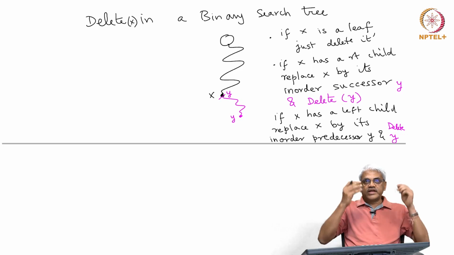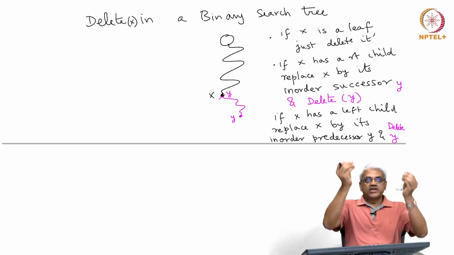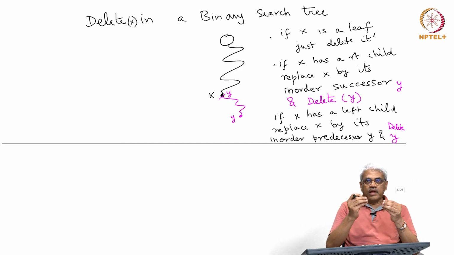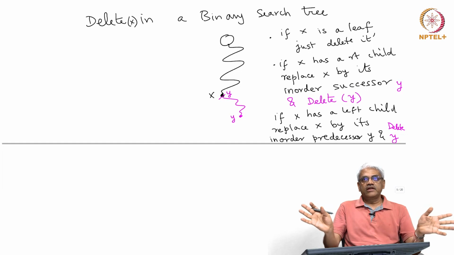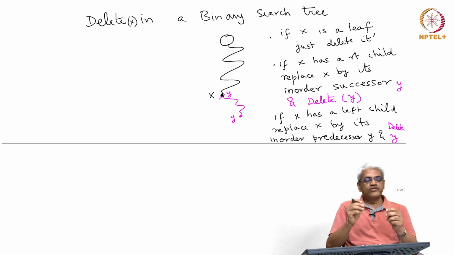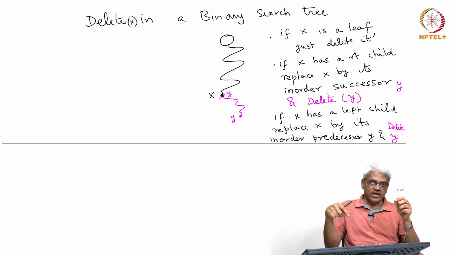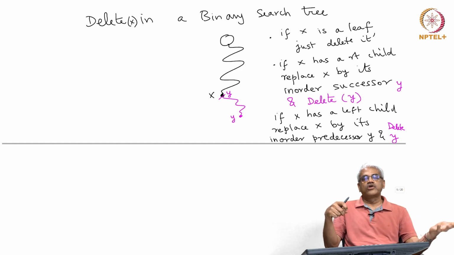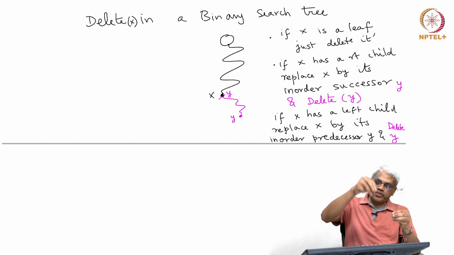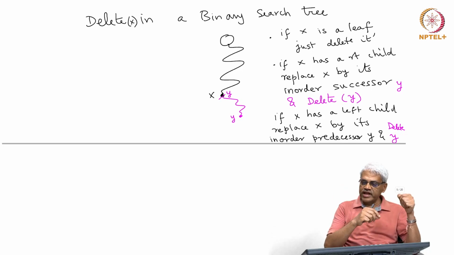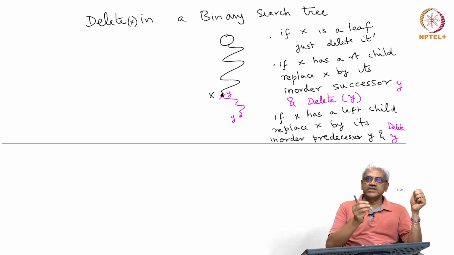You want to delete some value in a binary search tree: first find it by doing your standard search algorithm. If it is a leaf node, delete it, you are done. If it is not a leaf node, it has either a right child or a left child or both. If it has a right child, find its in-order successor. I just defined what an in-order successor is and how to find it. Take that value, put it in x, and then do the deletion at that in-order successor node recursively.